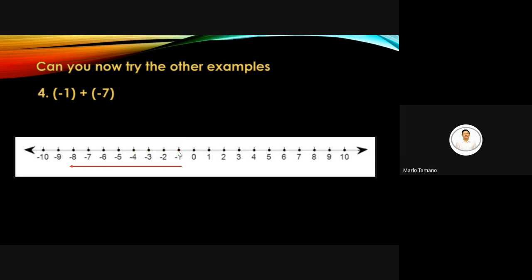Number 4. Negative 1 plus negative 7. Can you tell the answer now? Negative 8. You're correct. 1, 2, 3, 4, 5, 6, 7. It's negative 8.